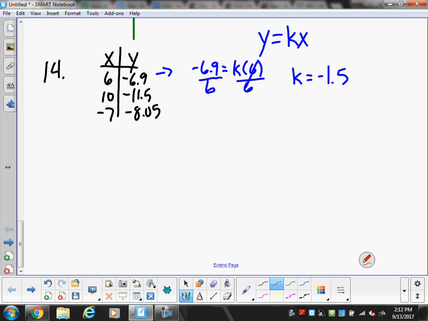Now that's it for the first line. So now I want the next one to be the same. So I'm going to use this one. Negative 11.5 equals k times 10. Divide both sides by 10. K equals negative 1.5.